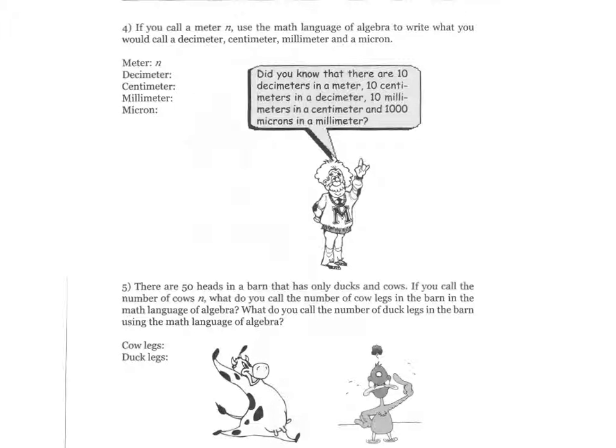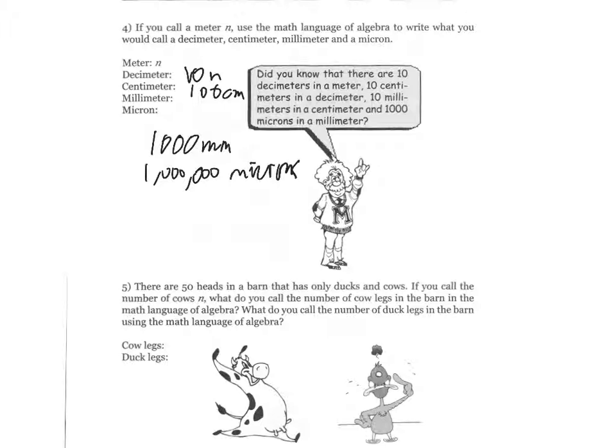So decimeters are smaller than meters, so if you have a meter, you have 10 decimeters. If you have a meter, you have 100 centimeters. If you have a meter, you have 1,000 millimeters. And if you have a meter, you have 1,000,000 microns.